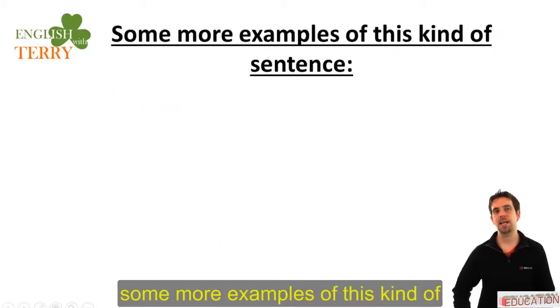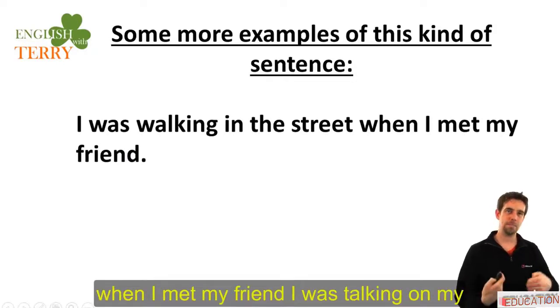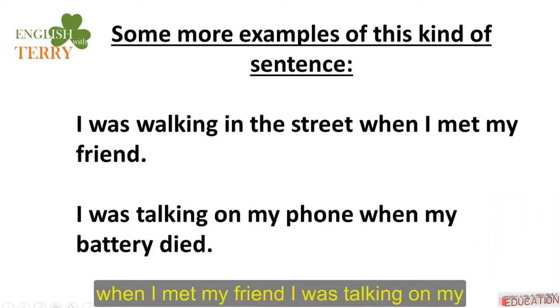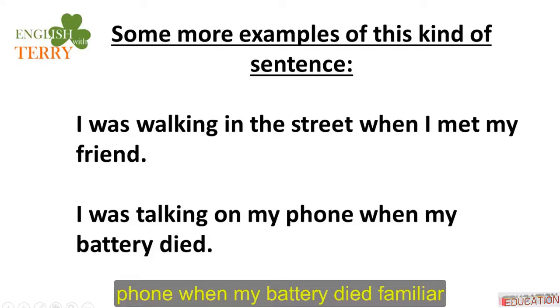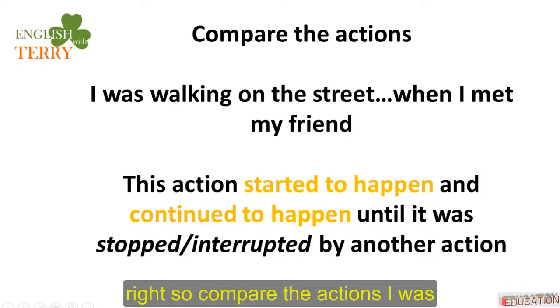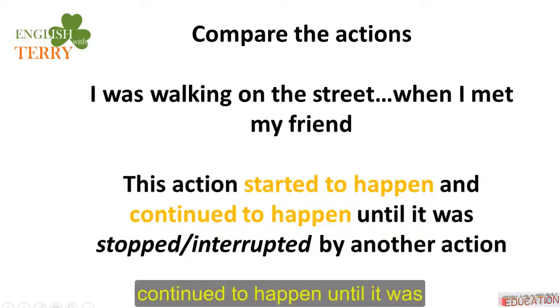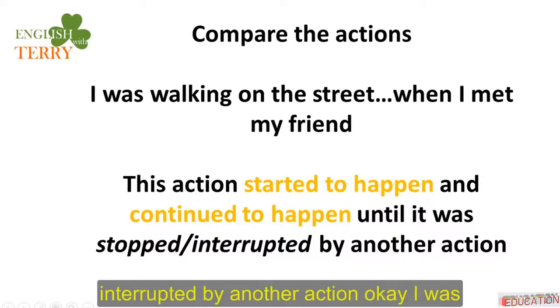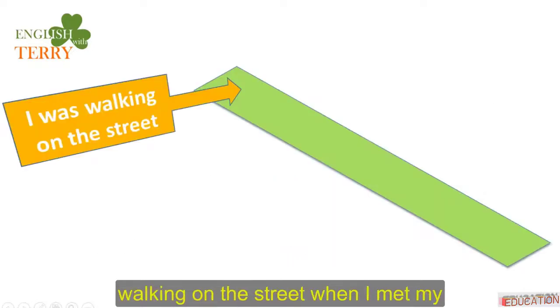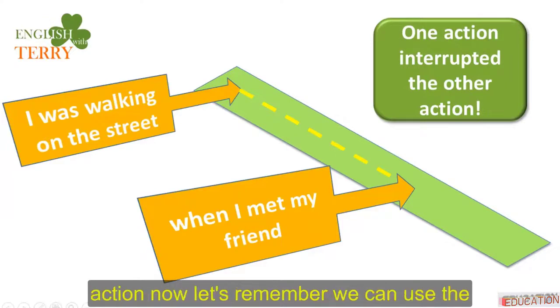Some more examples of this kind of sentence. I was walking in the street when I met my friend. I was talking on my phone when my battery died. Familiar, right? So compare the actions. I was walking on the street when I met my friend. This action started to happen and continued to happen until it was interrupted by another action. Okay? I was walking on the street when I met my friend. One action interrupted the other action.